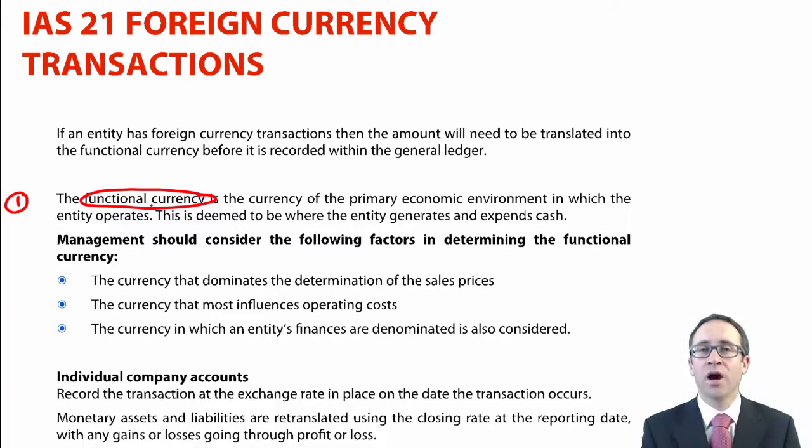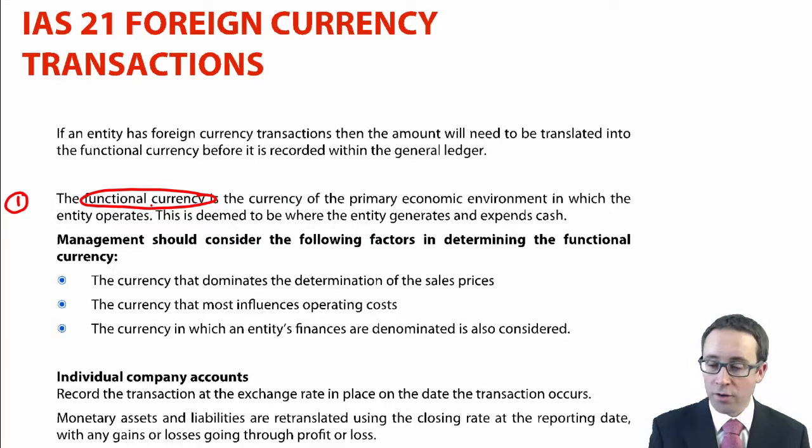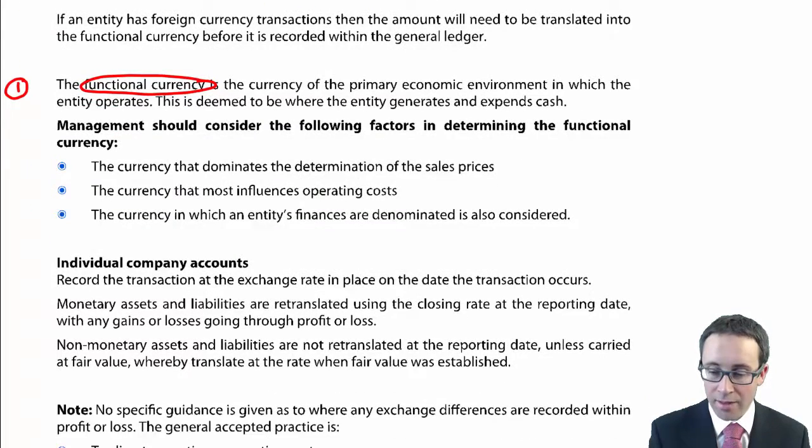It's not such a simple scenario as: you're based in the UK, so we prepare the financial statements in pounds. You're based in America, you prepare the financial statements in dollars. You're based in Germany, so therefore you prepare the financial statements in euros. We have to have just a little bit of rules and background as to what we choose as the functional currency.